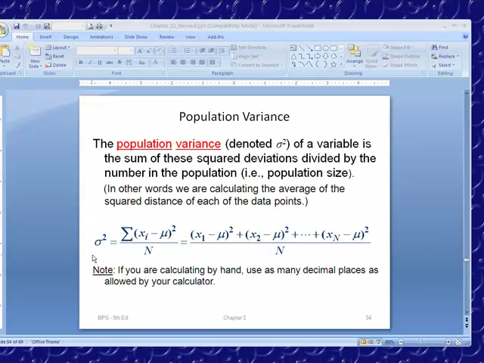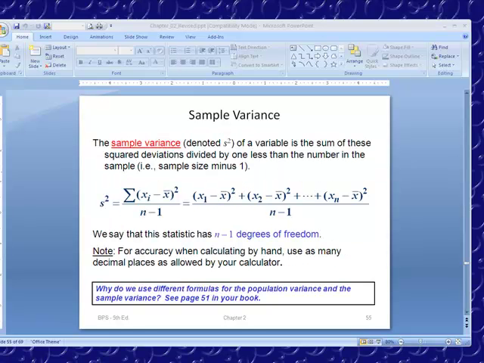So for the population variance, you take all those differences, you square them, you add them together and divide by n. However, for the sample variance, you don't divide by little n, you divide by n minus 1. We say that this statistic has n minus 1 degrees of freedom. So please look on page 51 for an explanation of the n minus 1, the degrees of freedom.